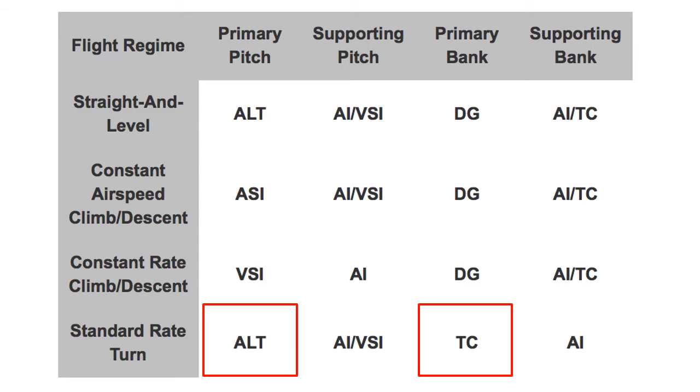When performing a standard rate level turn, you're attempting to maintain your altitude while turning your aircraft at a standard rate. Your primary instrument for pitch will be your altimeter, while your primary bank instrument will be your turn coordinator, since it gives you rate of turn information and it is the instrument for which you're trying to hold constant for bank.